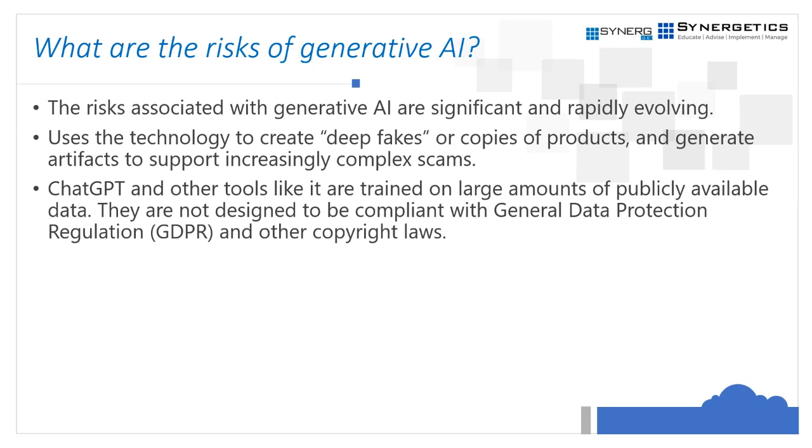ChatGPT and other tools like it are trained on a large amount of publicly available data. As we have discussed, these models like ChatGPT or similar generative AI models are pre-trained models, trained with data which is available on the internet. And they are not designed to be compliant with the General Data Protection Regulation and other copyright laws. So GDPR, they are not GDPR compliant. It's publicly available data, which may be sensitive or non-sensitive, copyrighted or not copyrighted. So that is not going to discriminate, and it's very difficult to identify that.